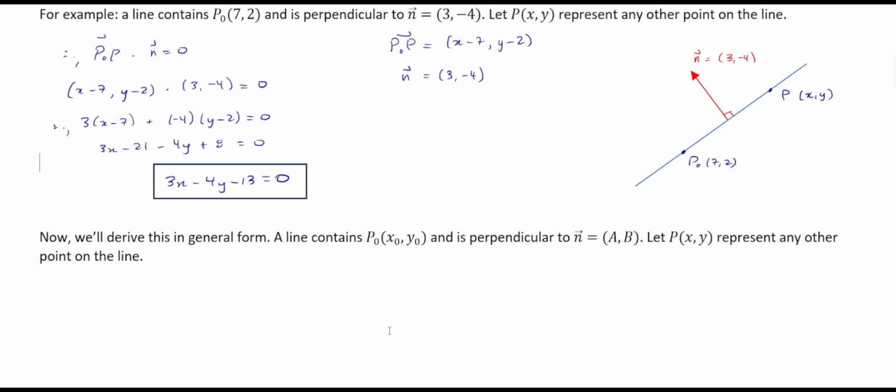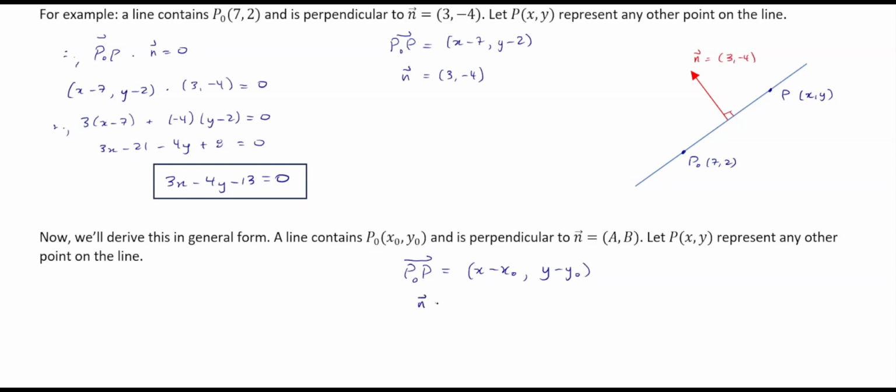Now, we'll derive this in a general form. A line contains P naught (x naught, y naught) and is perpendicular to n, which is given as (A, B). Let P(x, y) represent any other point on the line. Well, literally, it's the same thing, except now we're just using general points. So P naught P, well, P is (x minus x naught, y minus y naught).